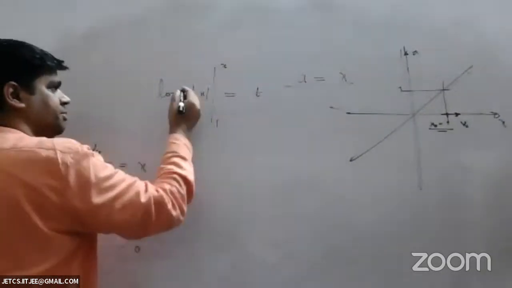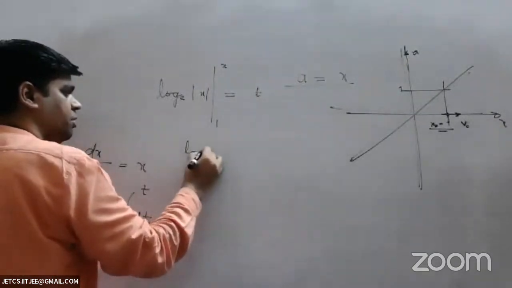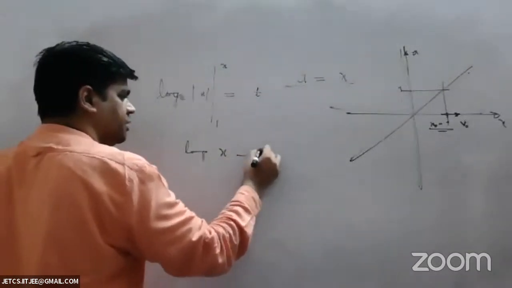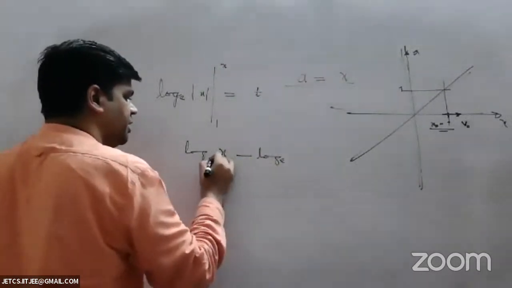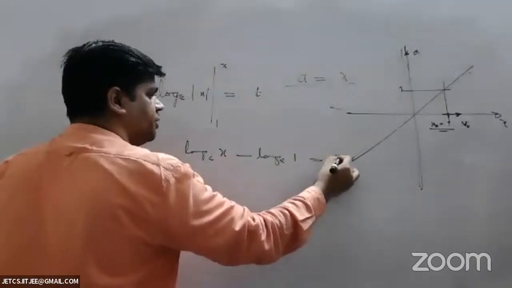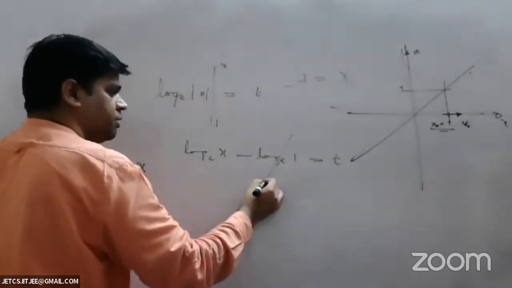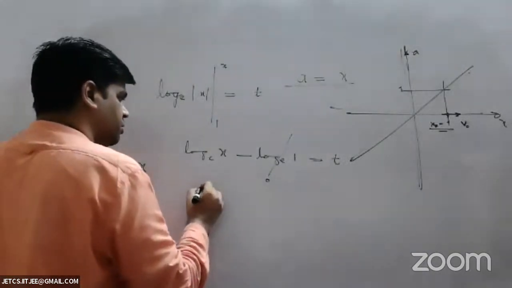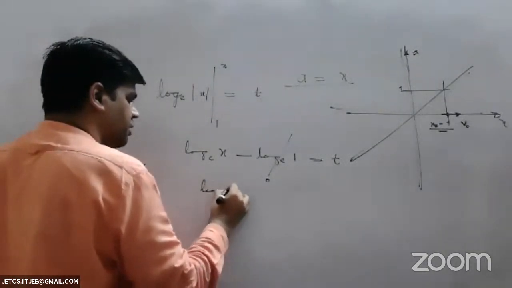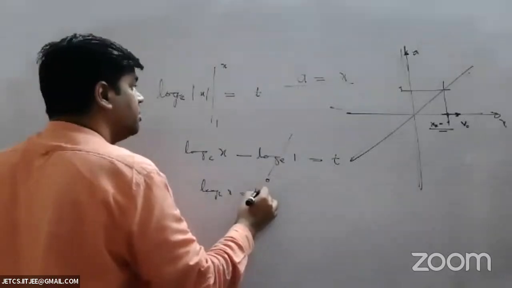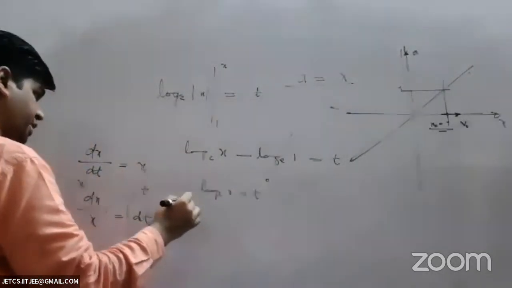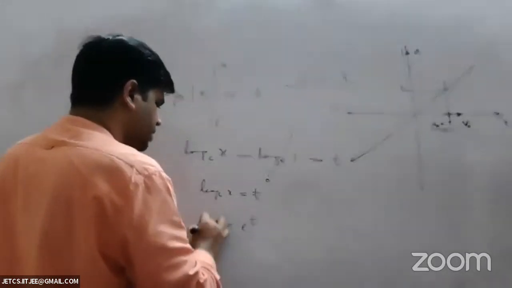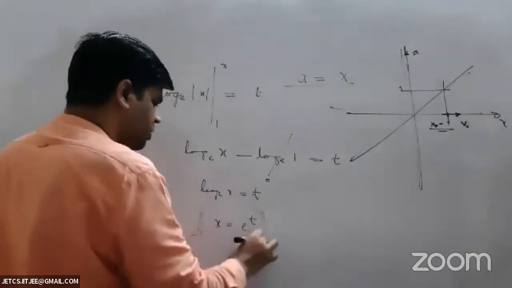I substitute the upper limit, I substitute the lower limit. So I'll get log x minus log to the base e of 1 is equal to t. Log 1 is 0, right? So I'll get log to the base e of x is equal to t. T, right? So x is equal to e power t. So look at the function now. x is equal to e power t.